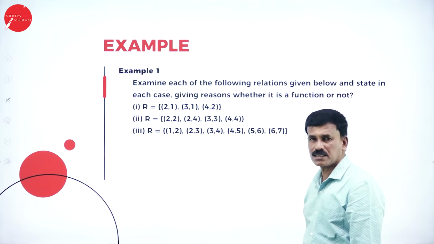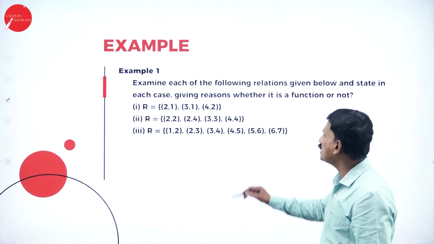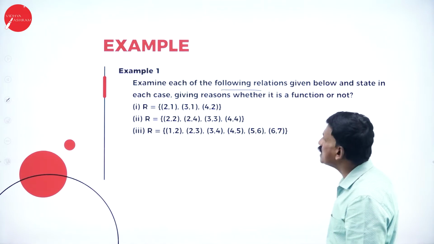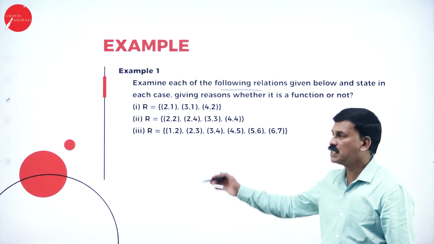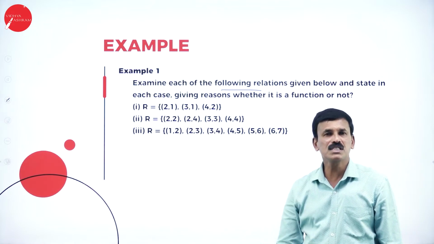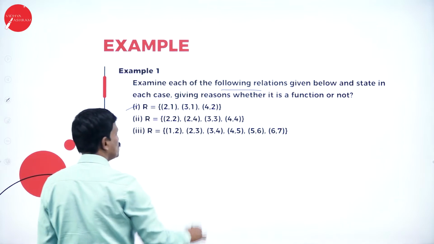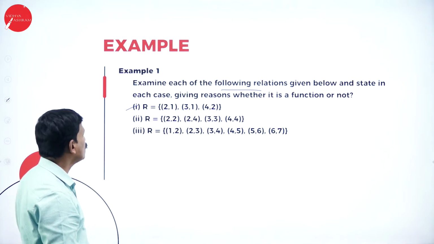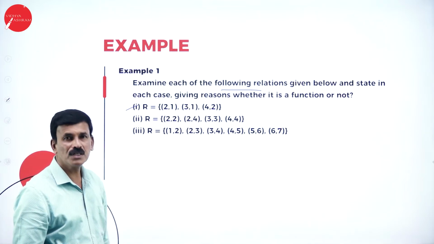Now, let us take another example. Let us come to a few examples based on this. Examine each of the following relations given below and state in each case, giving reason, whether it is a function or not. So, we have to examine whether the given relation is a function or not. Let us come to the first one. R is equal to (2, 1), (3, 1) and (4, 2). Now, what is the problem given here?